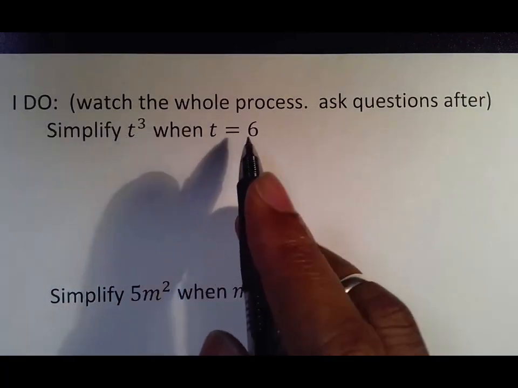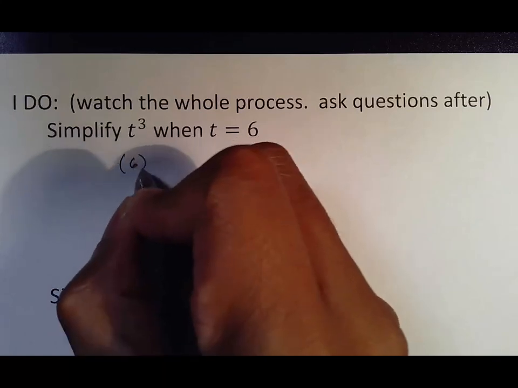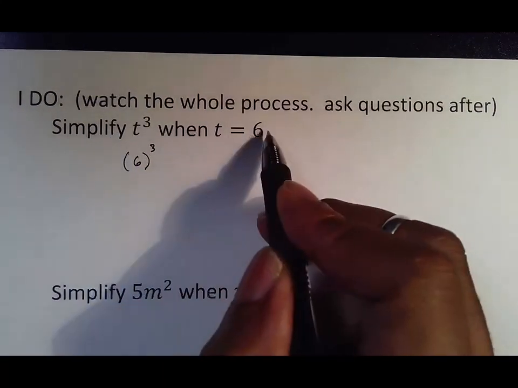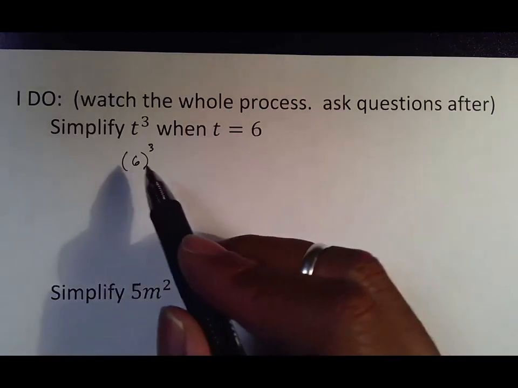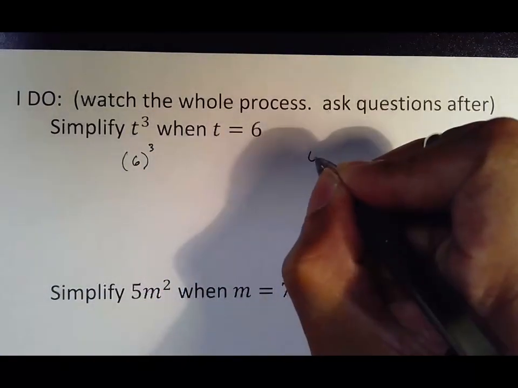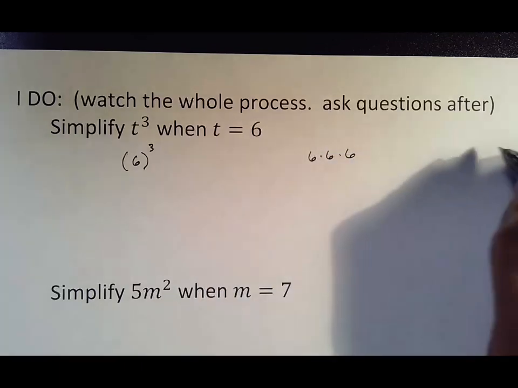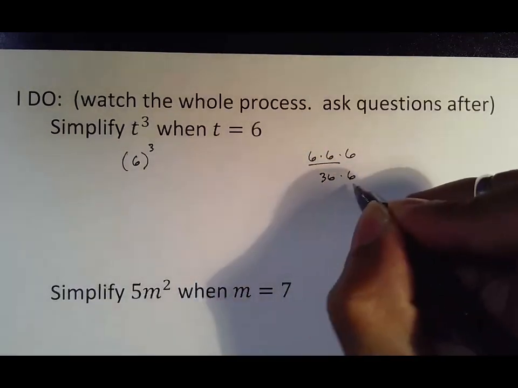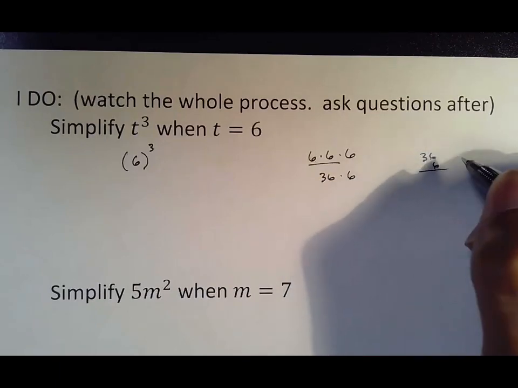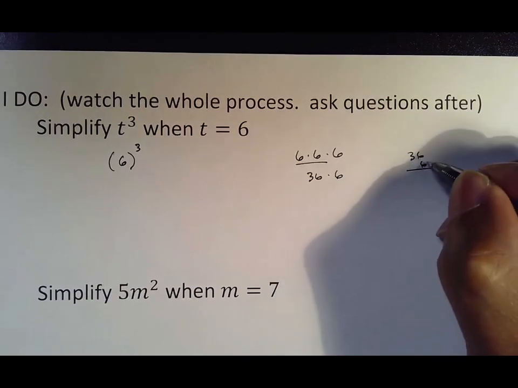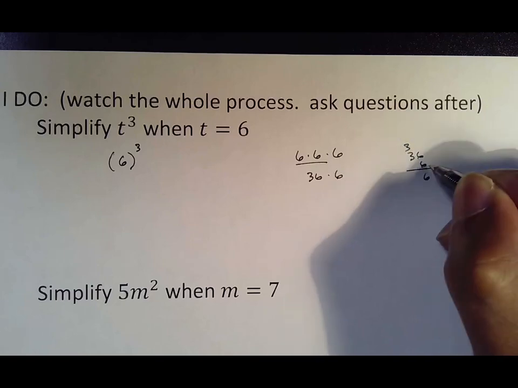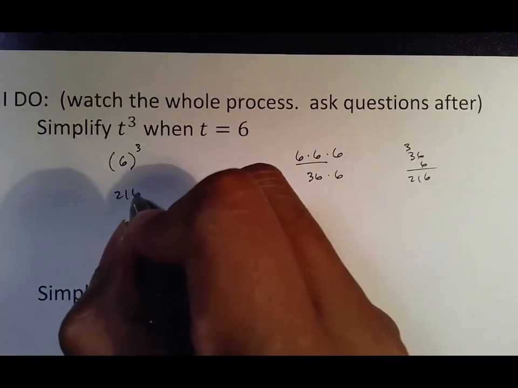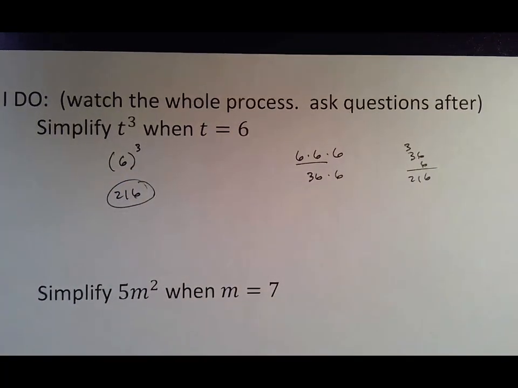Again, t is 6. So we put parentheses 6, we close it, and then we put the 3 out there. Remember that the only thing that goes in parentheses is the number that the variable represents. This means I want 6 to the third, which is 6 three times, which means I do 36 times 6. And I have to do 36 times 6 off to the side because I don't know what it is. That would be 36, carry the 3. 6 times 3 is 18 plus 3, which is 21. 216 would be my answer.